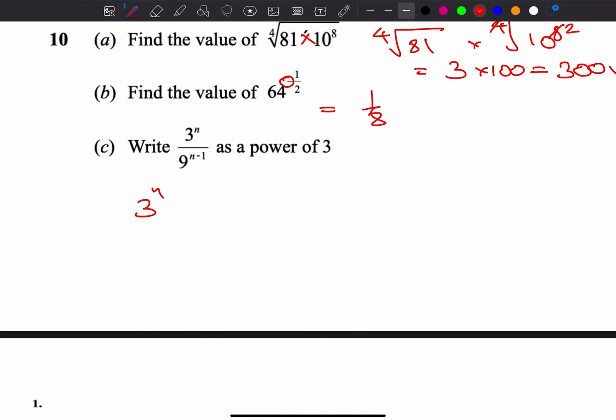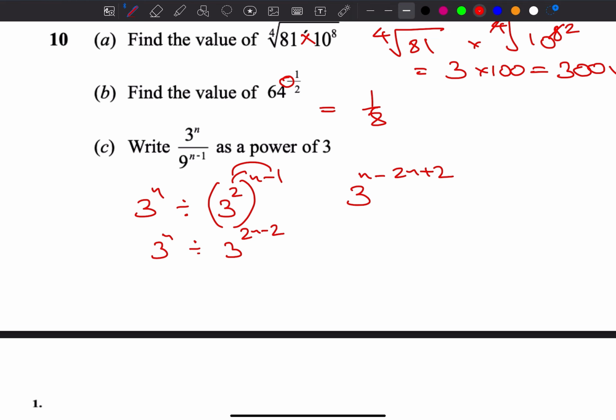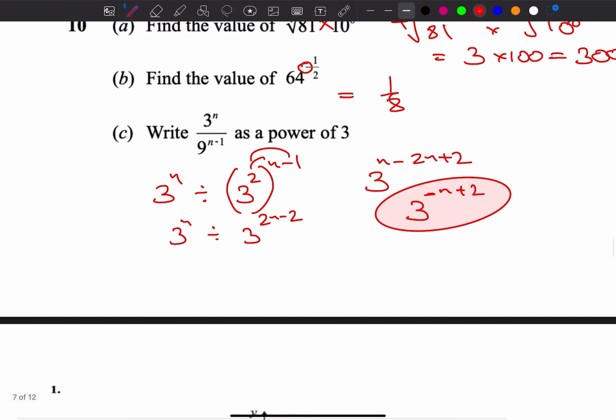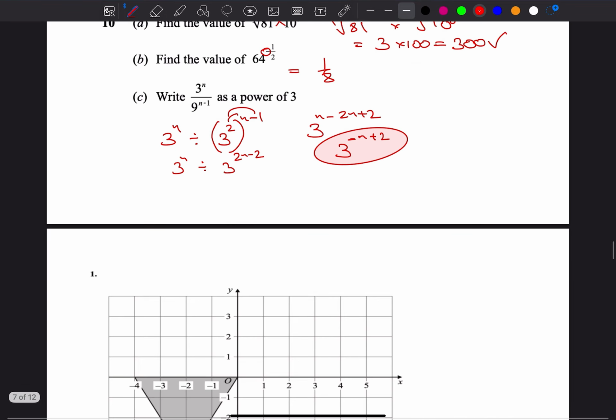3 to the power n divided by 3 squared to the power n minus 1. That is 3 to the power n divided by 3 to the power 2n minus 2. If you take away 3 to the power n, take away 2n plus 2, not minus 2. 3 to the power n minus 2n is minus n, plus 2 is the answer. Okay.